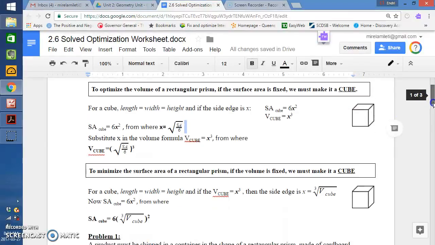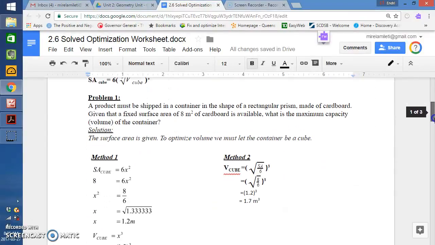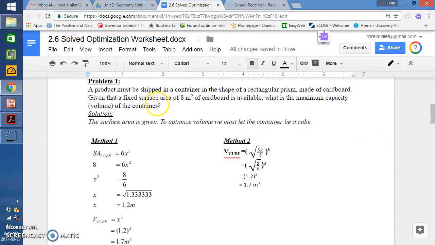Okay, let's see now a specific example. A product must be shipped in a container in the shape of a rectangular prism made of cardboard. Given that a fixed surface area of 8 meters squared of cardboard is available, what is the maximum capacity of the container? So we're looking for the maximum volume when surface area is given to us. And we know that in order to gain the optimum volume, we need to make this rectangular prism a cube. Knowing the surface area, we can figure out what is the side or the edge of the cube.